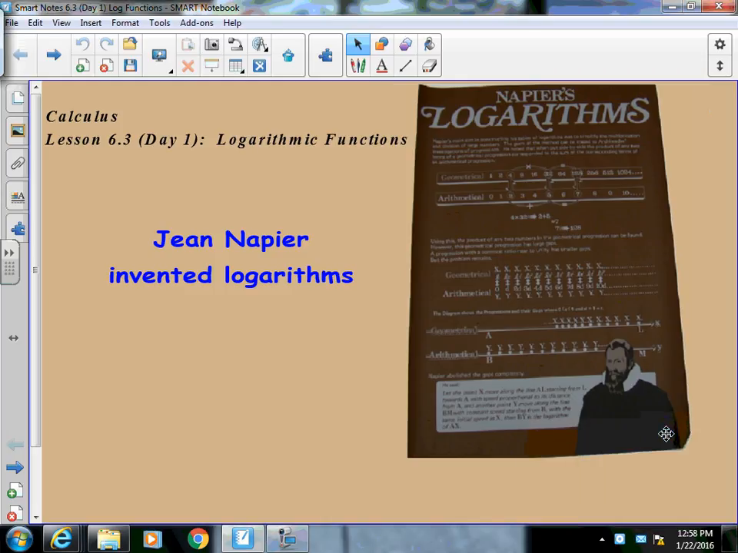Today we're going to review some of the logarithm stuff that you have learned in years past, how to solve logarithmic equations, that sort of thing. We will not be getting into the derivatives and integrals of logarithms until next section. So we're going to do a crash course in logarithms the next couple of days. So today, John Napier invented logarithms.